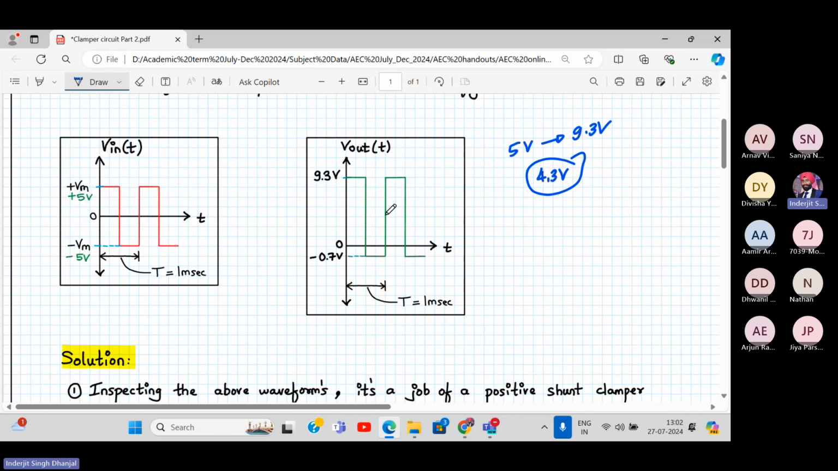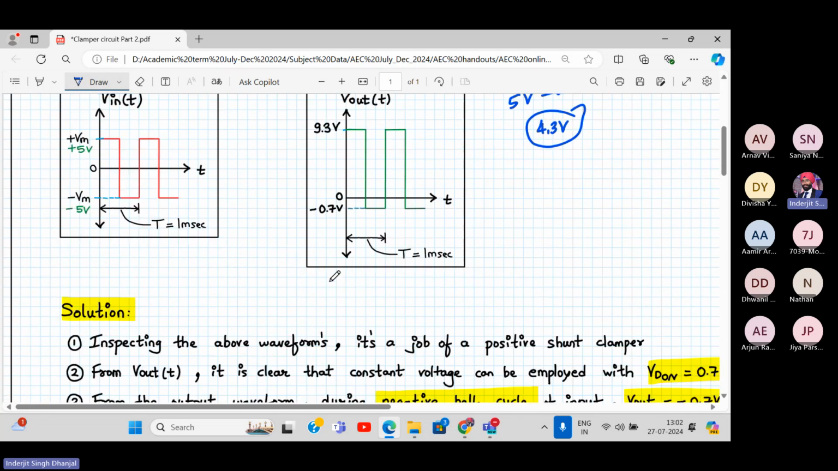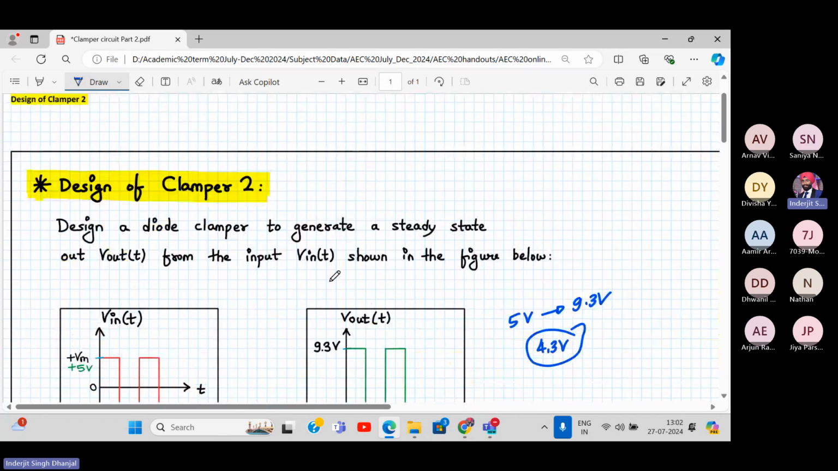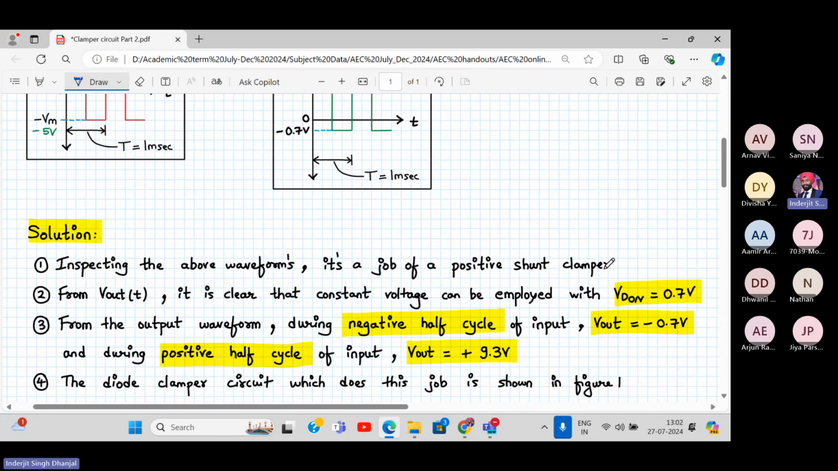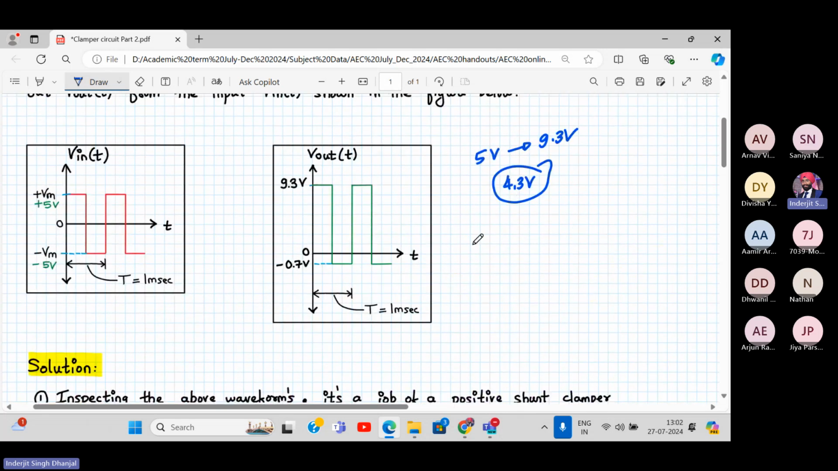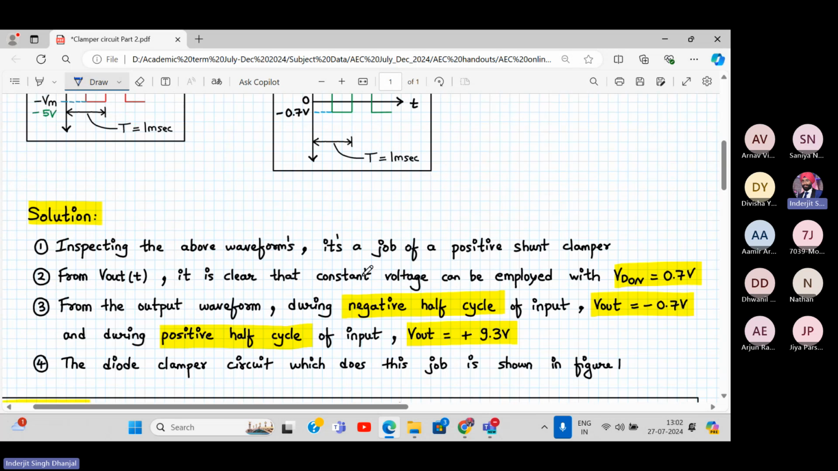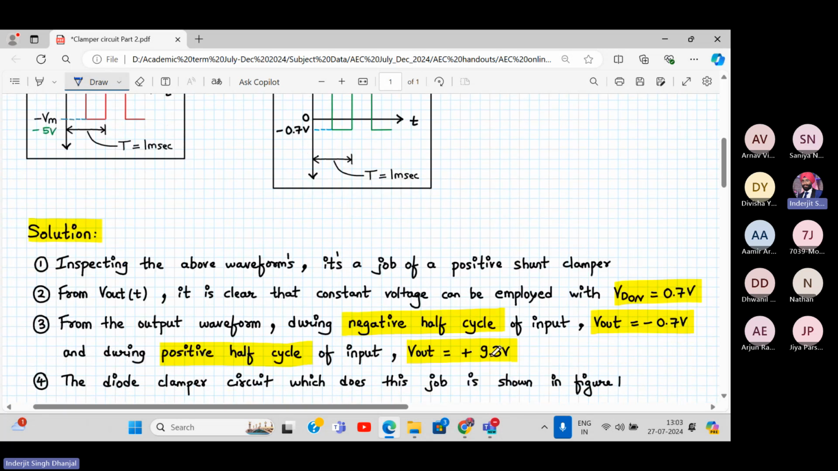See, the waveform is not getting distorted. The waveform is shifting up. That's it. The total peak to peak will be 10 volt only. So here, after the inspection, we say that it's the job of a positive shunt clamper because it's shifting up. By what level? It's shifting up by 4.3 volt. So from the output waveform, it is clear that the constant voltage model can be employed with VD on equal to 0.7. And from the output waveform, during the negative half cycle, V out is minus 0.7, right? And during the positive half cycle, the output is 9.3.